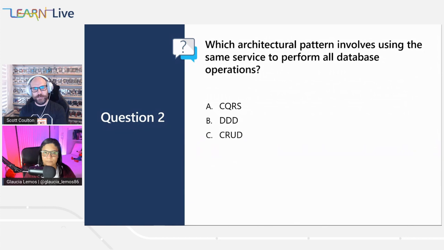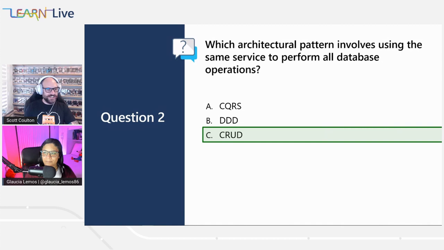Which architectural pattern involves using the same service to perform all database operations? This one is pretty easy because we have to perform all the database operations, so we have to create, read, update, delete. So let's have a look and see. Well, I think I know which one this is, but we'll just wait for the people in chat to vote and then see what they come up with. So let's see the answer right now. We haven't seen what chat has said, but we have a majority saying C, and it is C. So well done if you said C.